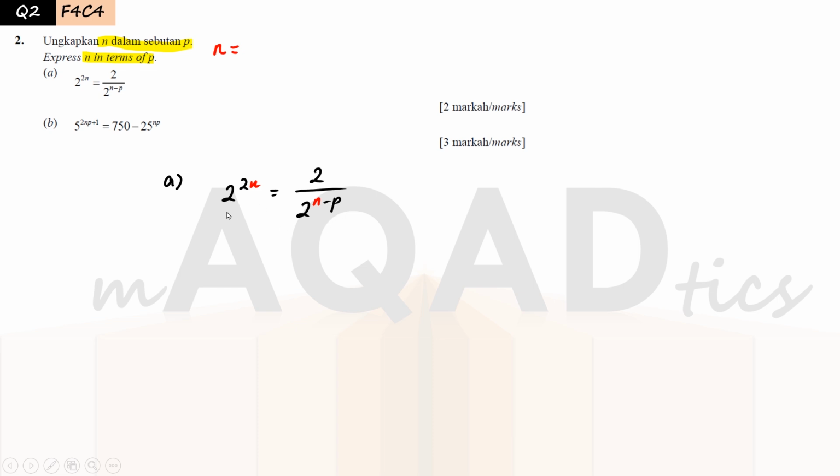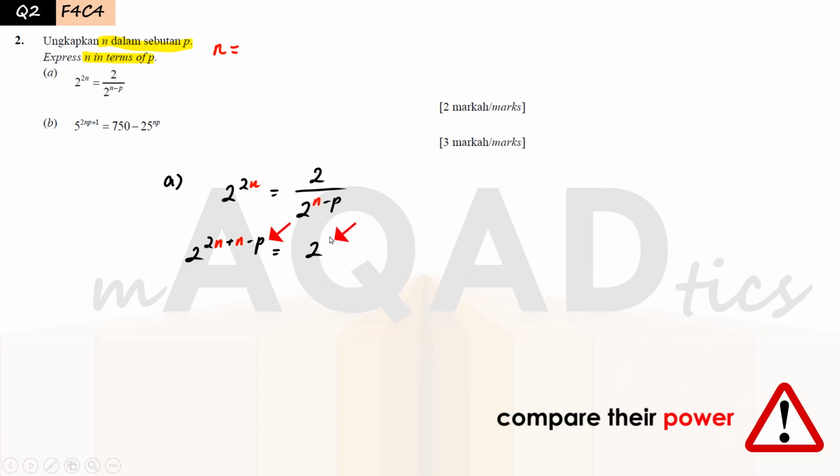Since these two values have the same base, and the base I'm referring to is this value, the 2 here, since I'm moving this to the left side, I am multiplying the values, and since both of them have the same base, I can add up their powers. Now if you compare the left and right side, they have the same base value. So what I'm going to do is compare their powers to find the expression.